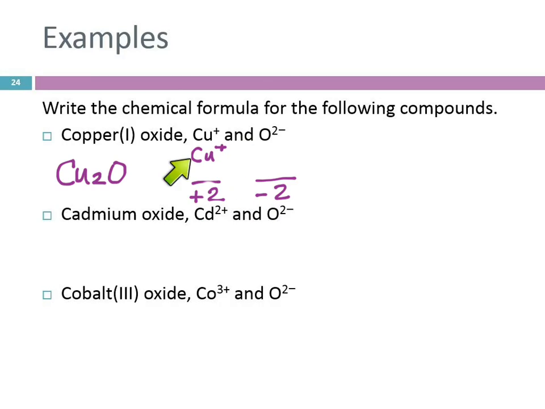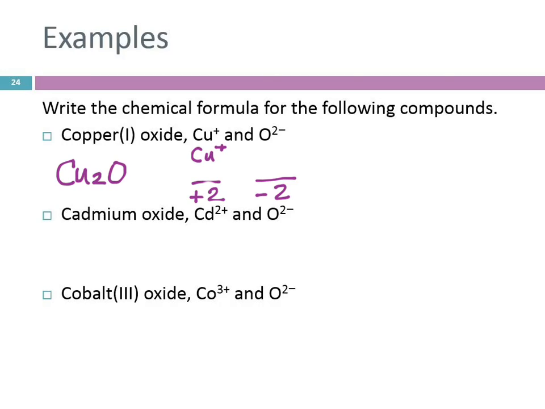Then I'm going to look at what I've got here, and I have 2 of those ions. So I'm going to write the symbol Cu, and I'm going to give it a subscript 2 to indicate that I have 2 of them. I have 1 of this one, and so I don't write a 1. We do not include the charges in the formula for the compound. It would clutter things up. So that's another way to think about it.